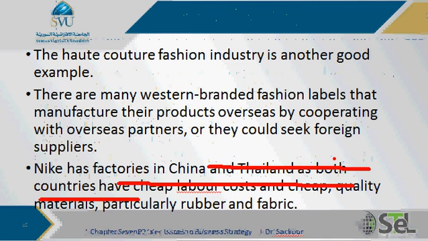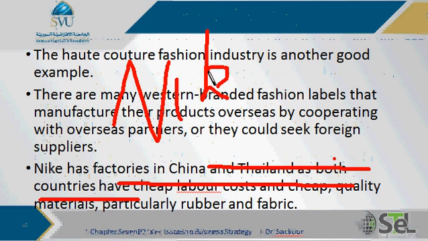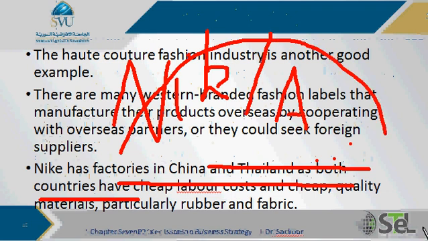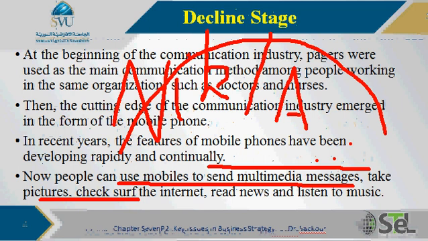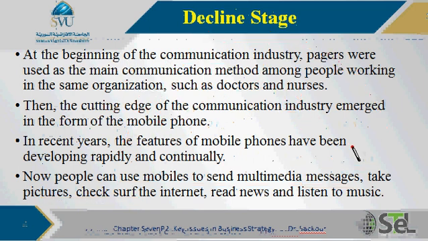The fashion industry is another good example of the maturity stage, such as Nike. You can see Nike, Adidas, Puma, all of whom are seeking foreign suppliers. They are in a very good situation and at their maturity stage. Then we go to the decline stage. Let's discover and find out what the decline stage is.